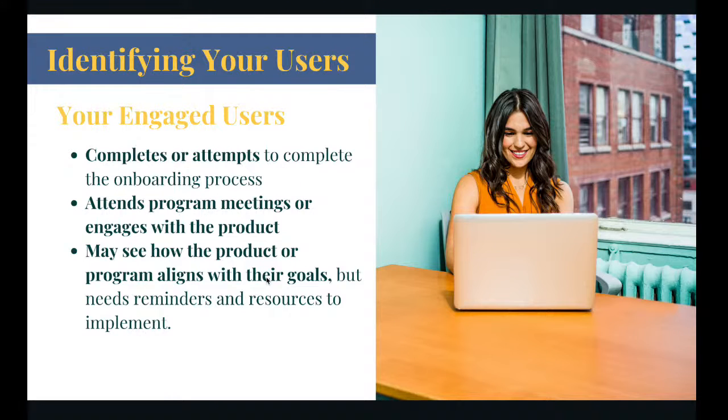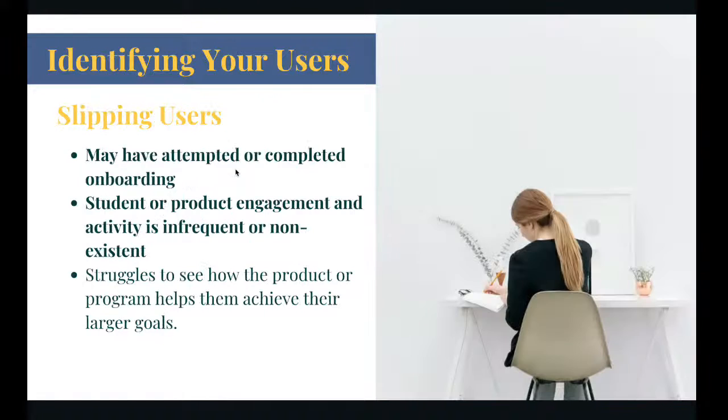Now, you might take a look at some of your other users. These are your engaged users who maybe complete the onboarding, they attempt it, they're attending most of the program meetings, they're trying to align their goals with the curriculum inside of the program, but they sometimes need some reminders and resources to implement. We want to bring these engaged users, if it's a good fit, to become brand advocates. So we want to push those engaged users even farther. The next thing we want to identify is slipping users.